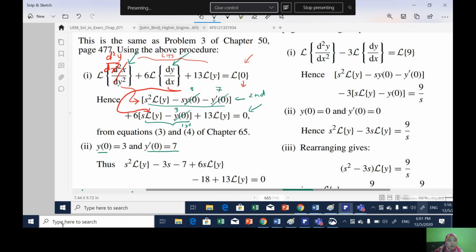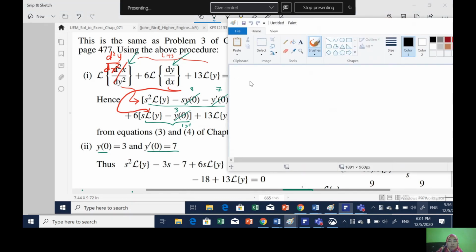Okay, so I'm going to write down, after we simplify by looking at the boundary conditions given in the question and substitute into the second and first differential equation. Okay, so the first part can be simplified to s squared L of y minus 3s minus 7. Okay, this is for the second derivative, correct? Okay, so we combine with the one plus 6.